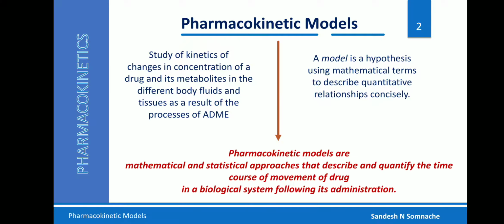So collectively we can define pharmacokinetic models as the mathematical and statistical approaches that describe and quantify the time course of movement of a drug in the biological system following its administration.